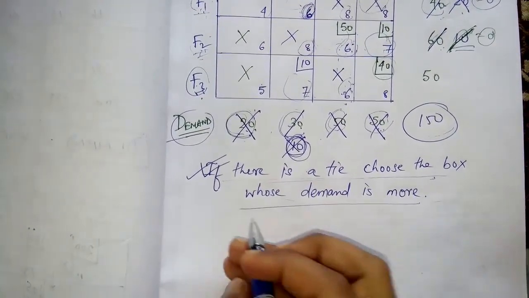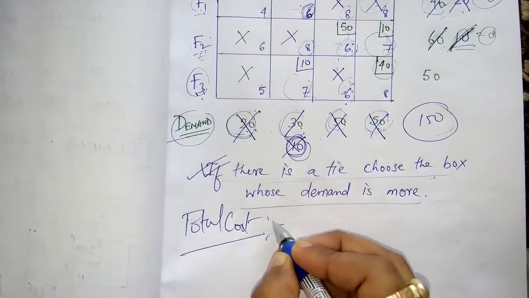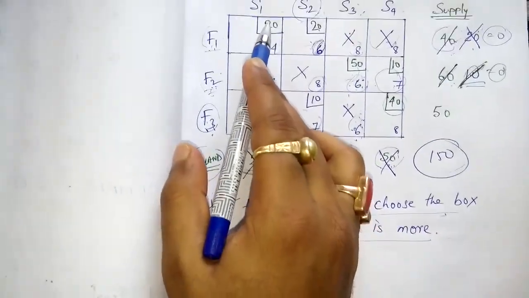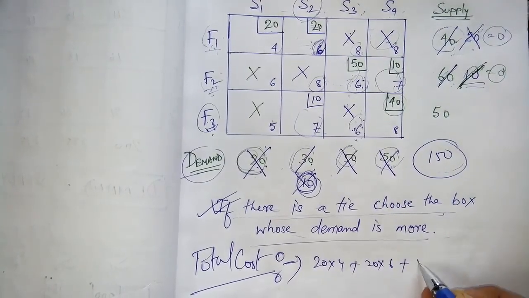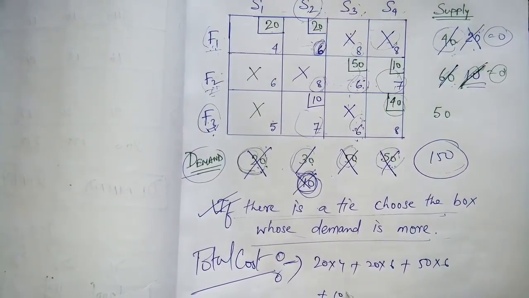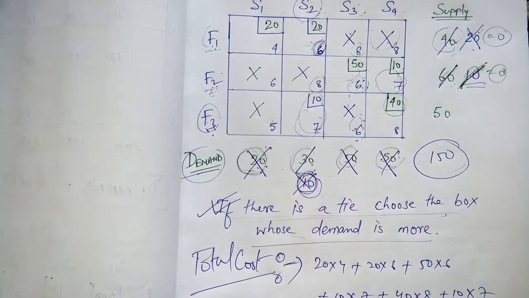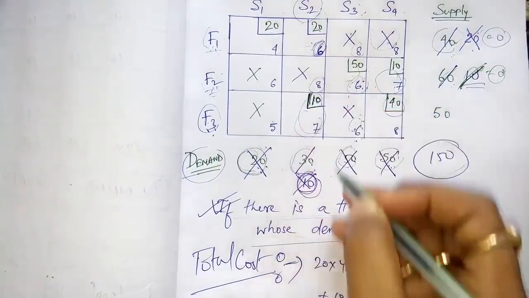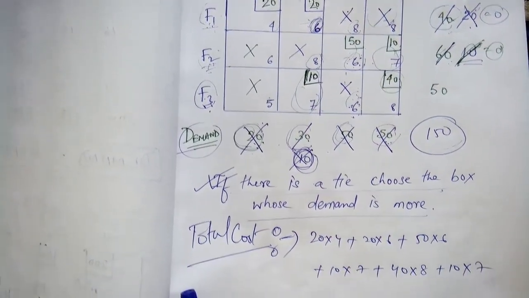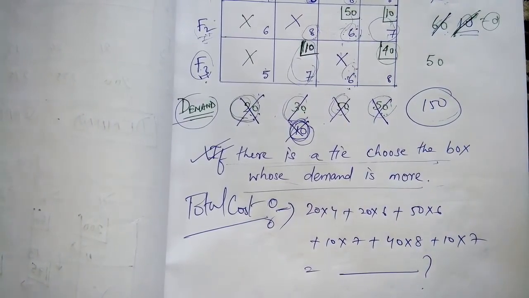Now you have to find the total cost. What is the total cost? Again same: 20 into 4 plus 20 into 6 plus 50 into 6 plus 10 into 7 plus 40 into 8 plus 10 into 7. This one. Okay. Let me do this with the green pen. Okay. Now whatever be the value, you calculate it at your home.